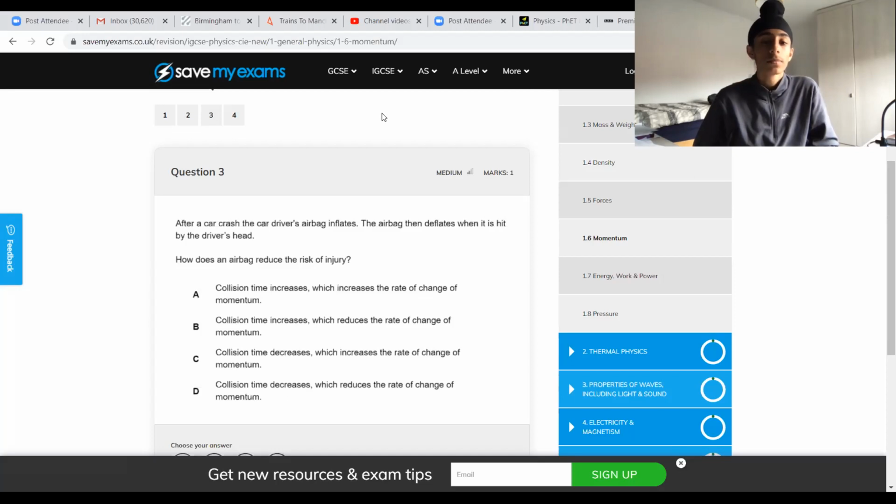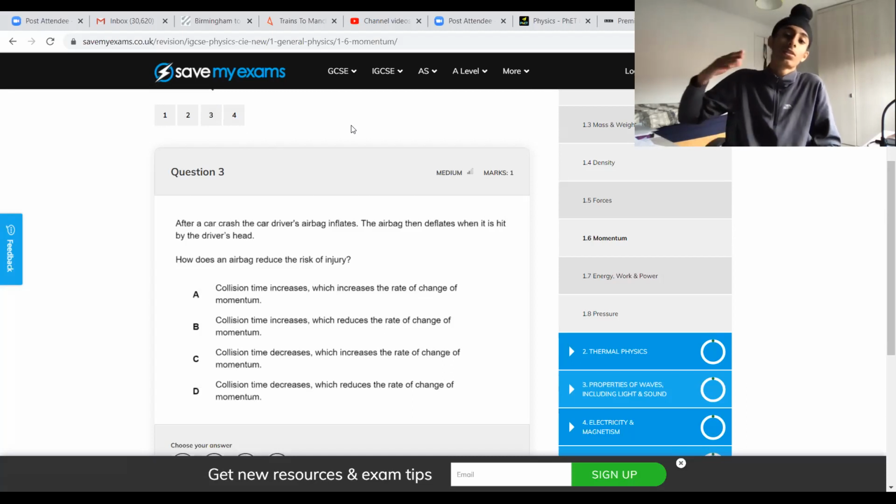Is it B? Correct. Spot on. Good. Also, do you know why the airbag deflates when it's hit by the driver's head? Yes, it's all to do with the fact that if it doesn't deflate, if it's already inflated, then there'll be a greater impact on the face.